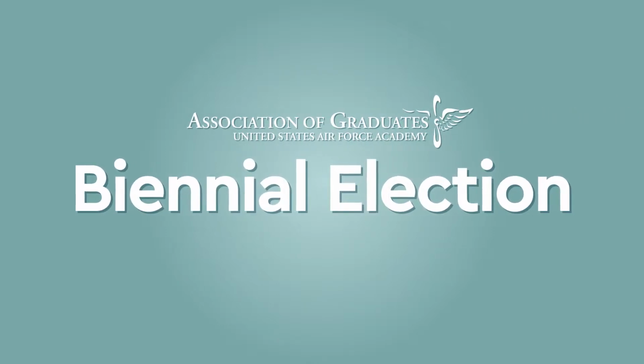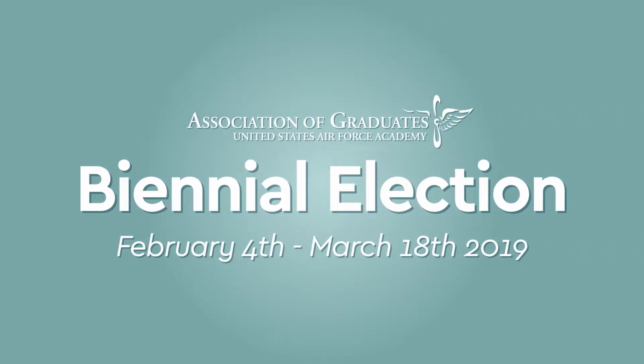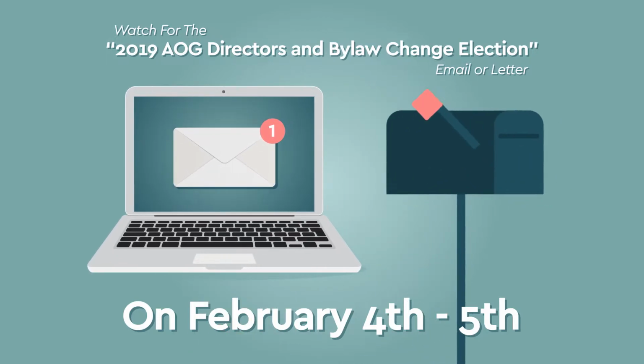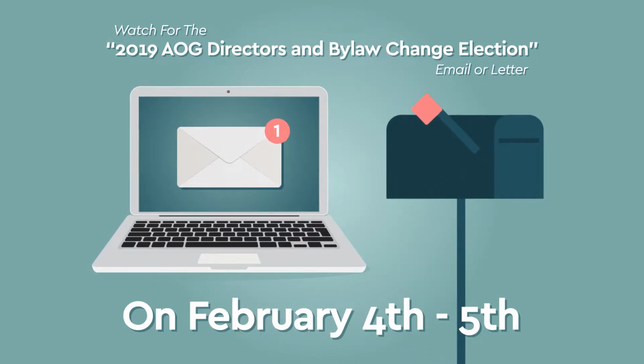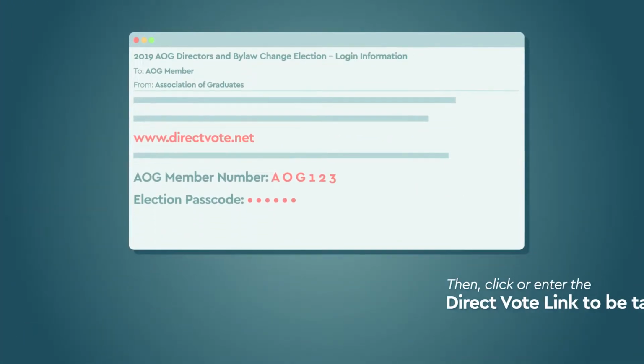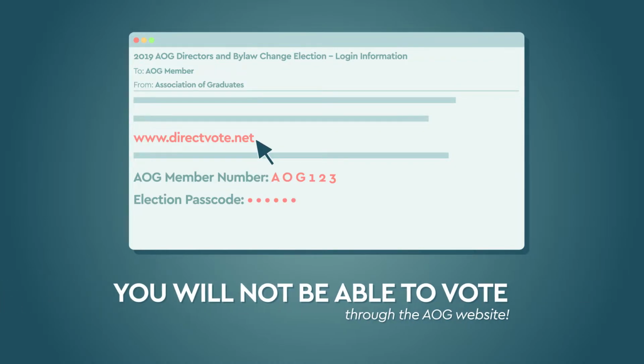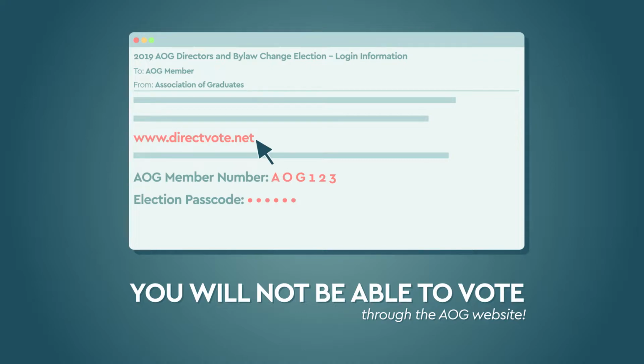The Association of Graduates Biennial election is February 4th through March 18th, 2019, and casting your vote couldn't be easier. Watch for the 2019 AOG Directors and Bylaw Change Election email or letter in your mailbox on February 4th or 5th from Survey and Ballot Systems and your Association of Graduates. Then, click on or enter the direct vote link in your browser's address bar to be taken to the voting website. You will not be able to vote through the AOG website.